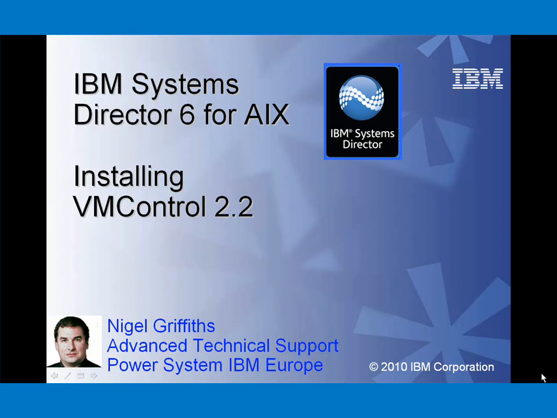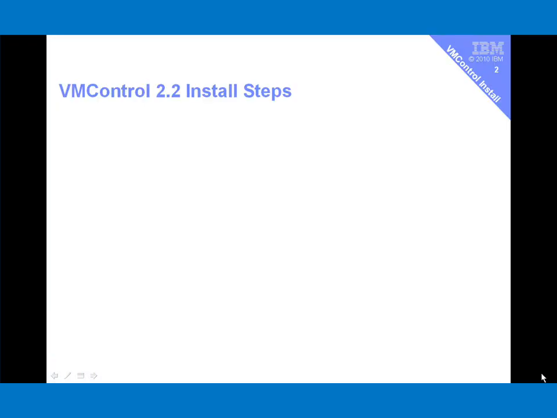In this Director6 for AIX movie, we're going to look at a few installing hints and tips for VMControl 2.2. There's a number of steps we have to go through. First of all, we have to meet the prerequisites, so we have to update Director to the current latest version, when I created this movie anyway, of 6121. Maybe updates available since we created this movie.